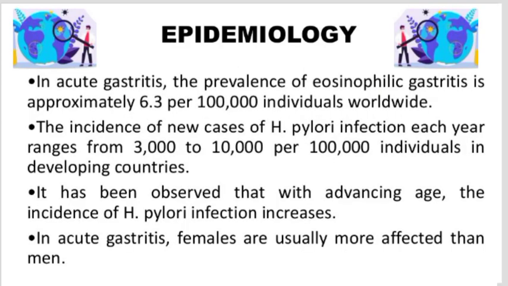Epidemiology. In acute gastritis, the prevalence of eosinophilic gastritis is approximately 6.3 per lakh individuals worldwide. The incidence of new cases of H. pylori infection each year ranges from 3,000 to 10,000 per lakh individuals in the developing countries. It has been observed that with advancing age, the incidence of H. pylori infection increases. In acute gastritis, females are usually more affected than men.